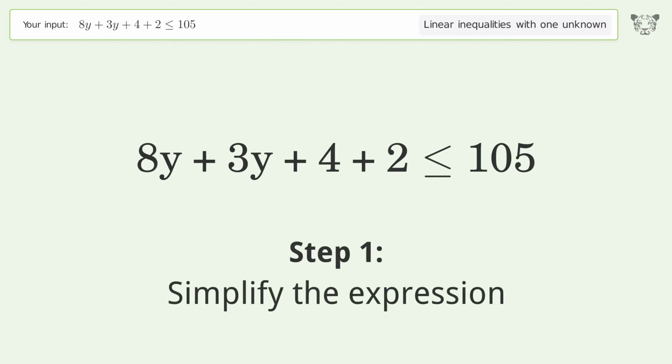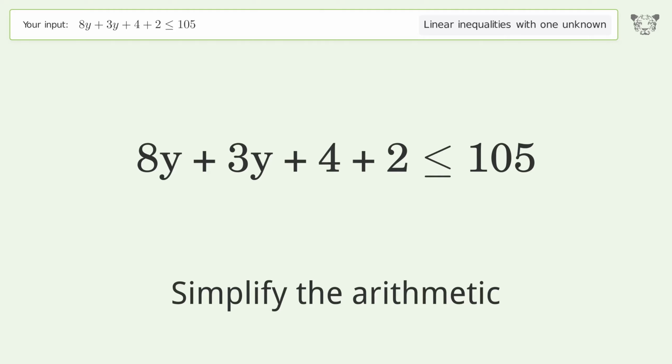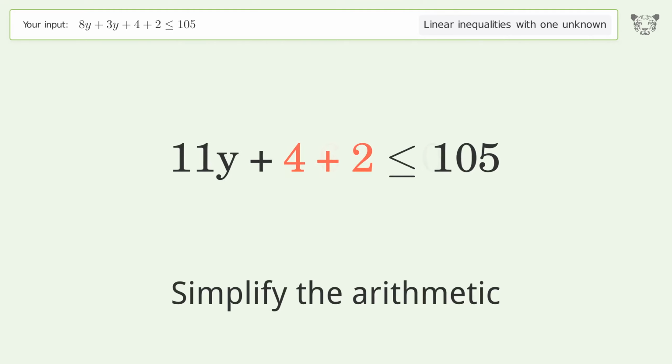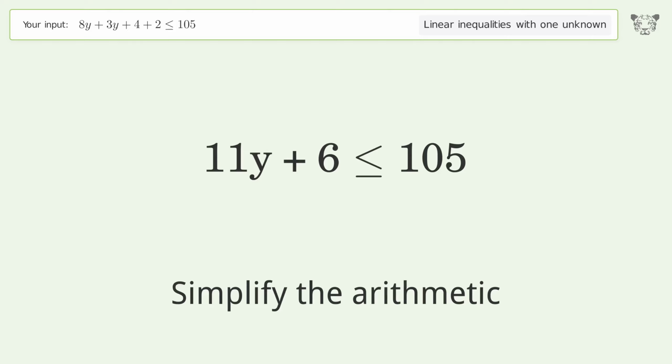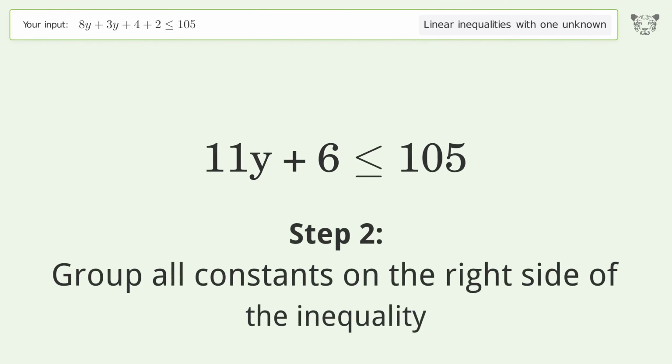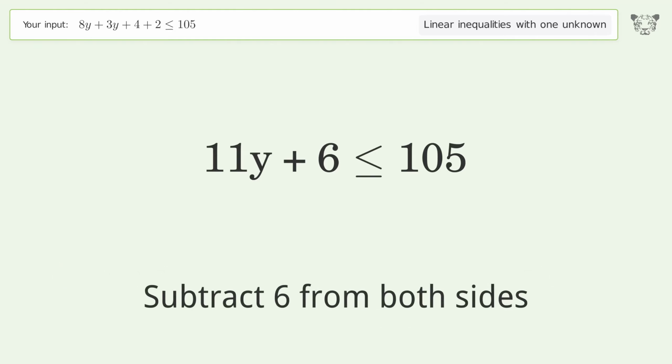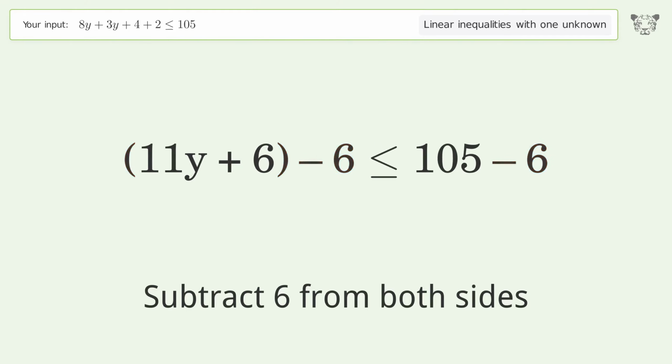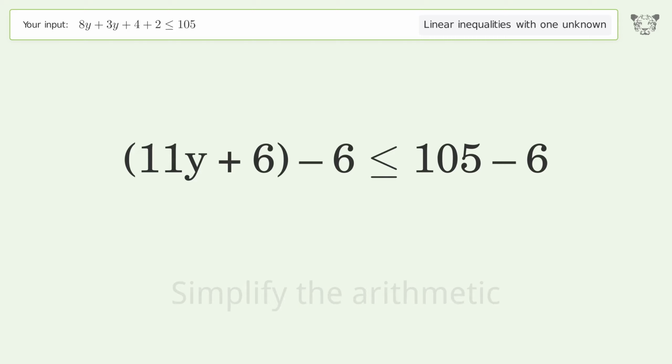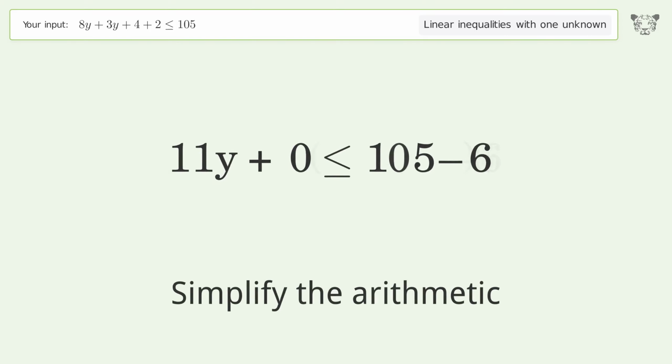Simplify the expression. Simplify the arithmetic. Group all constants on the right side of the inequality. Subtract 6 from both sides. Simplify the arithmetic.